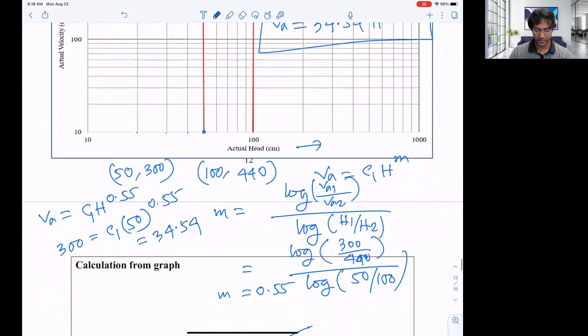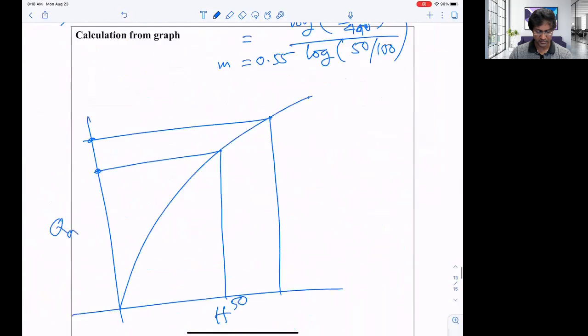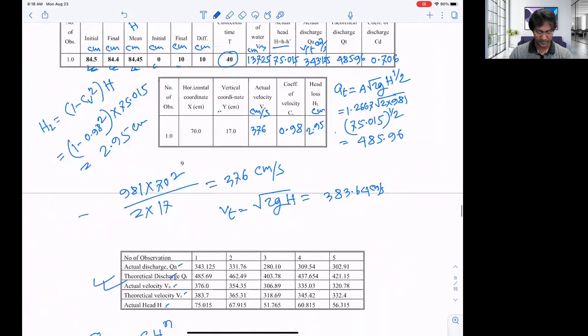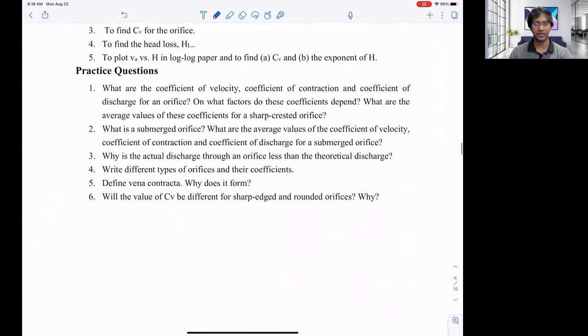Okay, so this is how we plotted and calculated. We already maybe covered this one: what are the coefficients? The coefficient of velocity is the ratio of the actual velocity to the theoretical velocity. The coefficient of contraction is the ratio of the area at the vena contracta to the area of the opening or orifice. The coefficient of discharge is the ratio of the actual discharge to the theoretical discharge. And on what factors do these coefficients depend?